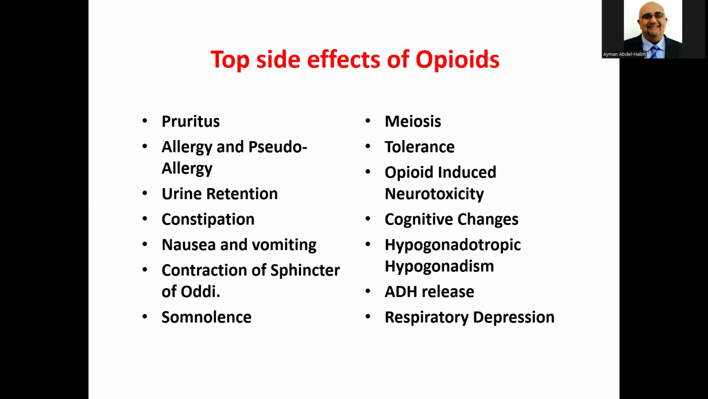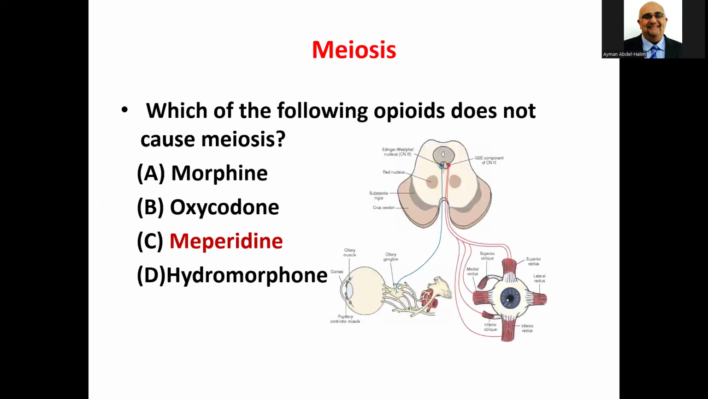So these are the side effects of opioids. We're going to talk about some of them in this presentation, and I've talked about them in my other opioids and opiates presentation. Please look it up. So first one here, question: which of the following opioids does not cause miosis? Meperidine. Okay, because meperidine has anticholinergic side effects, and thus it dilates the pupil instead of constricting.